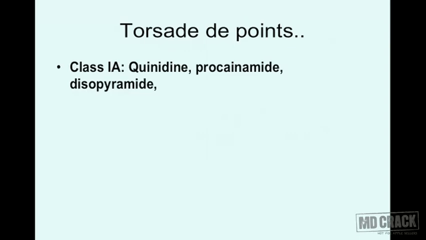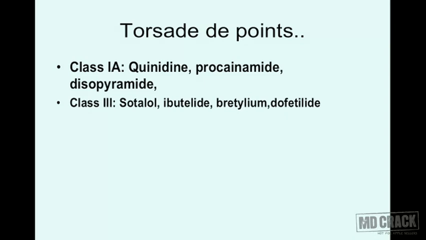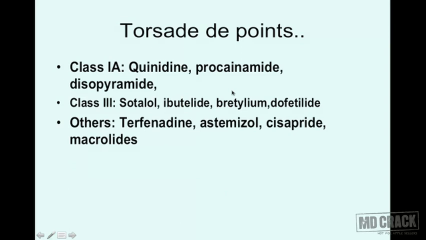Which agents are likely to produce it? Class 1A, that's quinidine, procainamide, disopyramide, because they have additional class 3 action. Then class 3 itself, that's sotalol, ibutilide, bretylium, and dofetilide. And there are some other drugs which can produce Torsade point arrhythmia. Let me remind you of terfenadine, astemizole, and cisapride, and also macrolides.